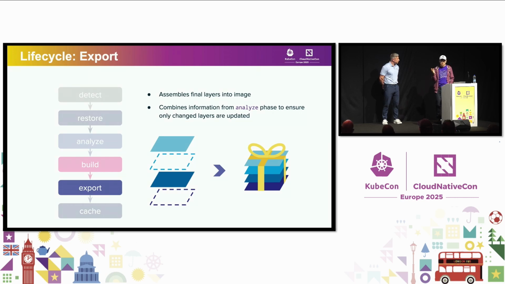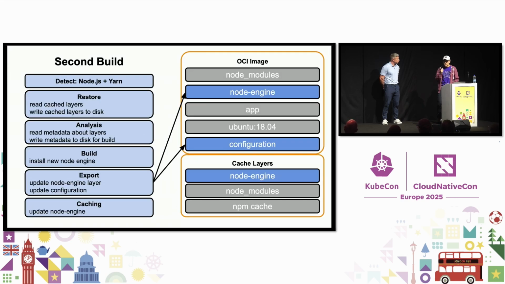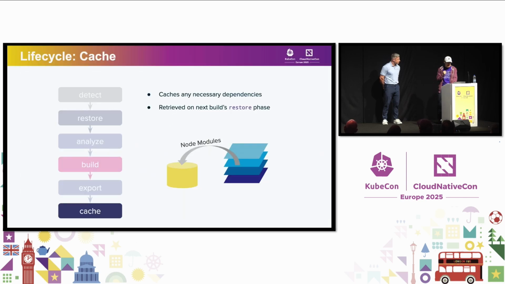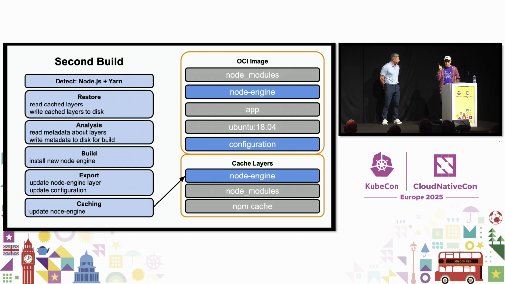that have changed. So all the things that haven't changed, like that Node modules directory, your application directory, pieces that don't, we can keep those the same, export them, update all the metadata per the layers, and here we go, right? We just update those specific things. And finally, we cache all that stuff together for that next build so we can be equally as efficient. And so in this case, we're just uploading that one Node engine layer that we uploaded in the OCI image to be there for caching.